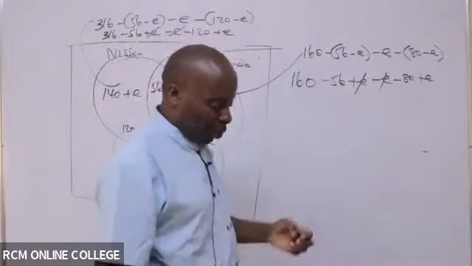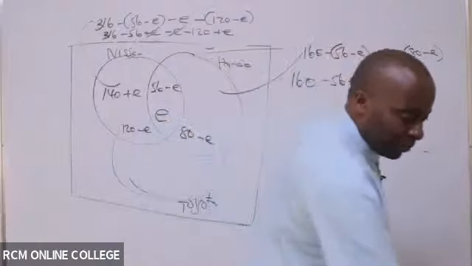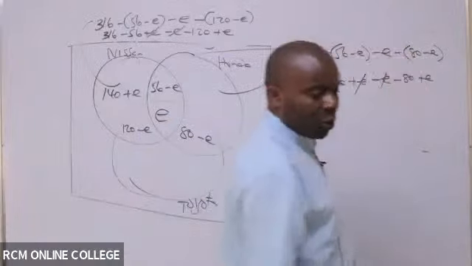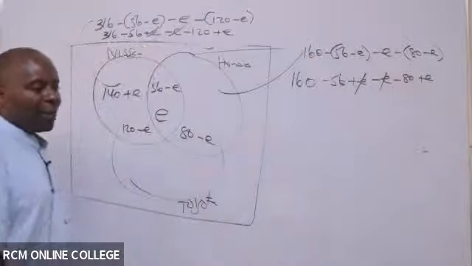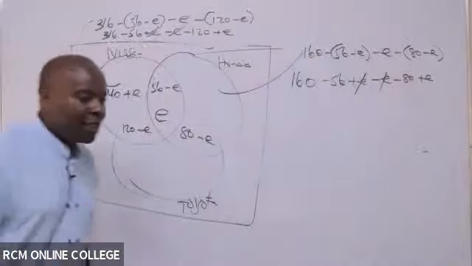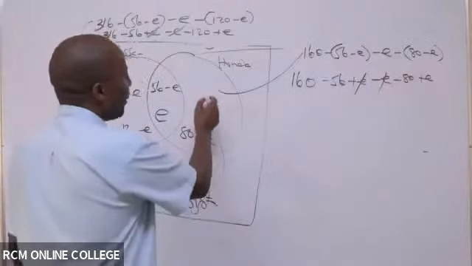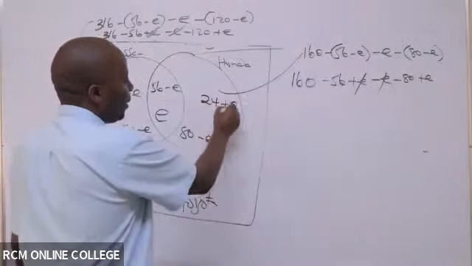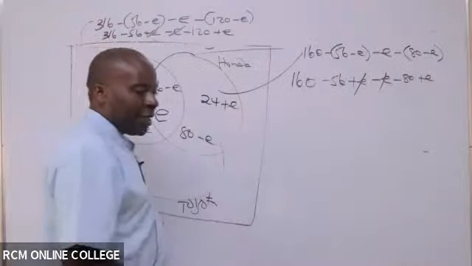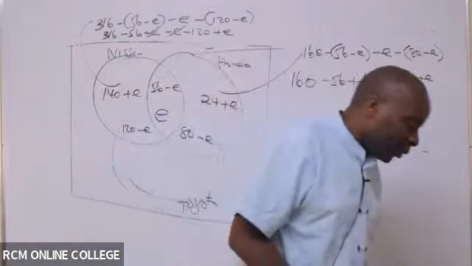What do we have here? Somebody talk to me this afternoon. So according to LC, according to Linda, it is 24. So it will be 24 plus what here? It will be 24 plus E.